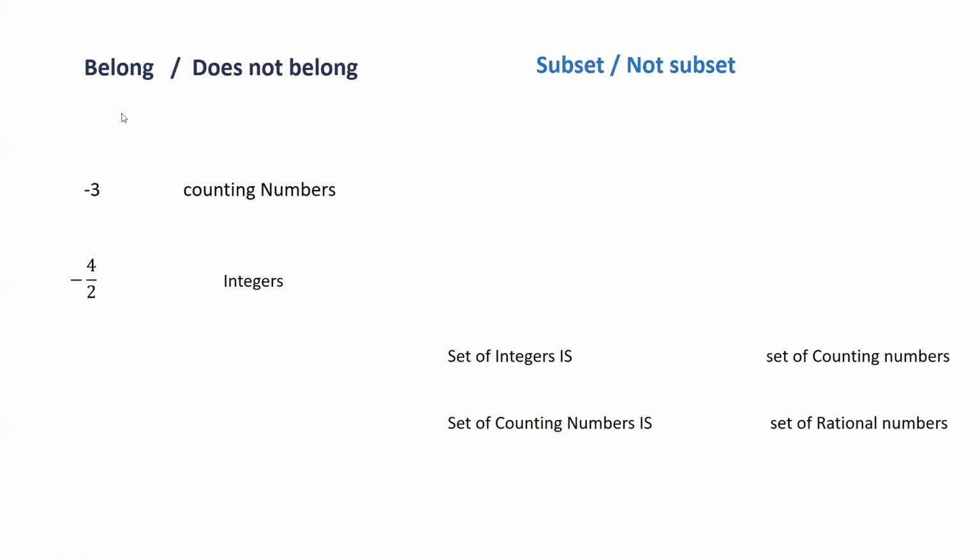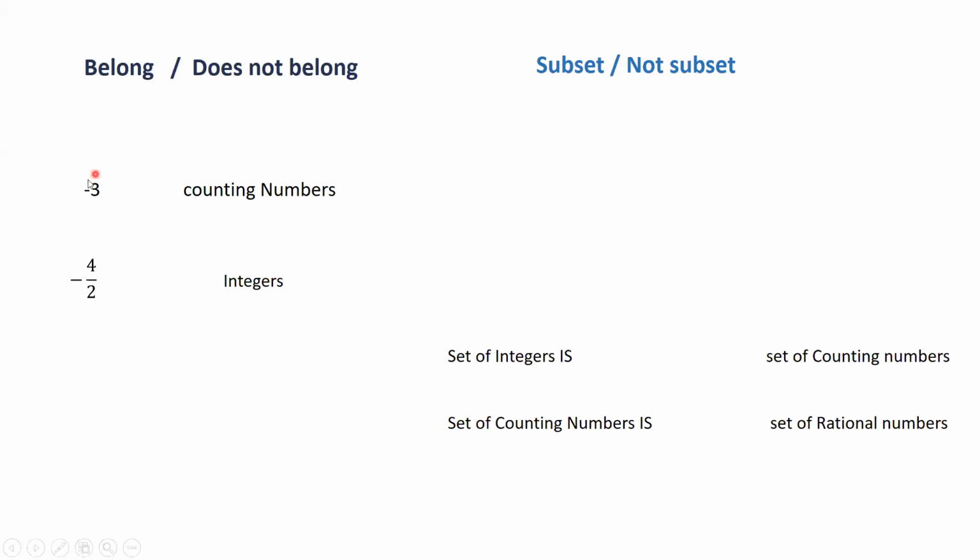We have 4 words: belong and its opposite, doesn't belong. We have subset and not subset. When we choose from belong and doesn't belong, and when we choose between subset and not subset: when he gives me one element, like a number, only one number, it means that you are going to choose belong or doesn't belong. But when he gives me at first a set of numbers, a complete set, or a group of numbers, you will choose from subset and not subset.